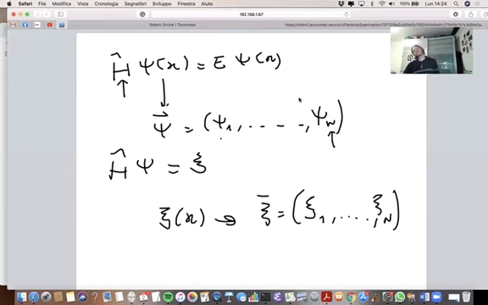So we see that the Hamiltonian, after discretization, will be a linear operator that transforms a vector into another vector. What is the mathematical object that transforms vectors into vectors in a linear way? Of course, it's a matrix. So we expect the Hamiltonian to be represented by a matrix after discretization. Okay? So how does the matrix look like?